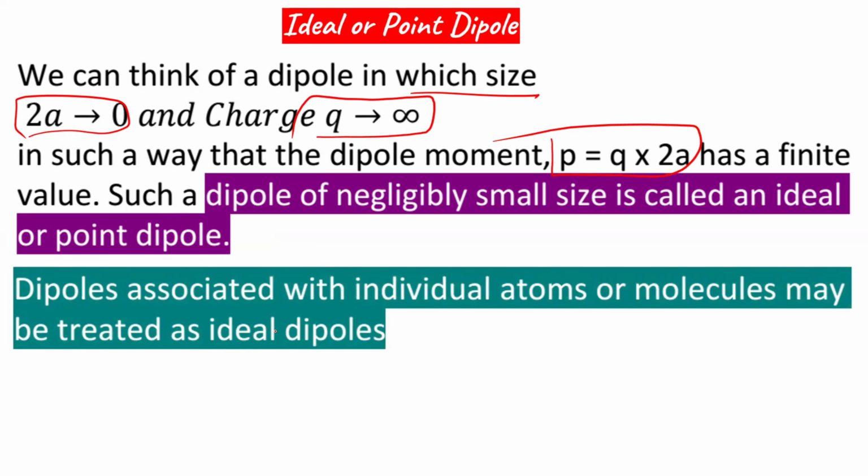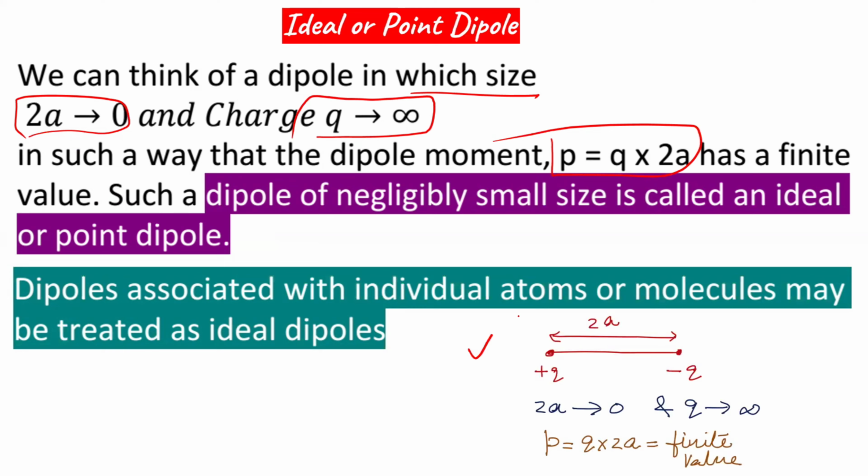Dipoles associated with individual atoms or molecules may be treated as ideal dipoles. You can see in this diagram, these two charges of equal and opposite magnitude have a distance of 2a. Then if 2a tends to 0 and q tends to infinity, then p is equal to q into 2a, which is nothing but a finite value.